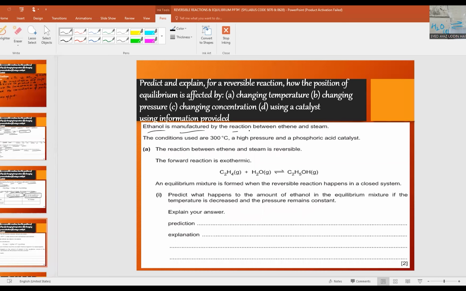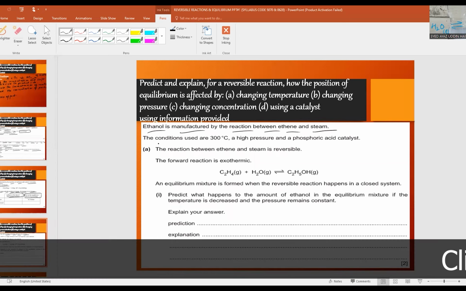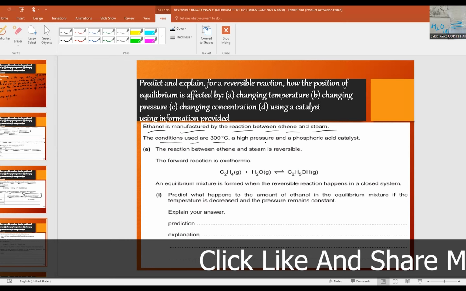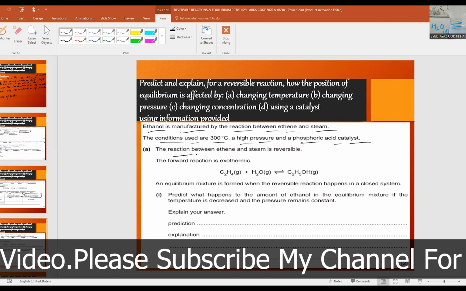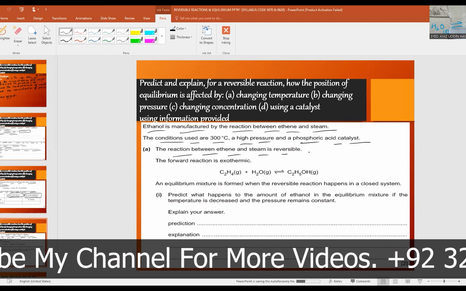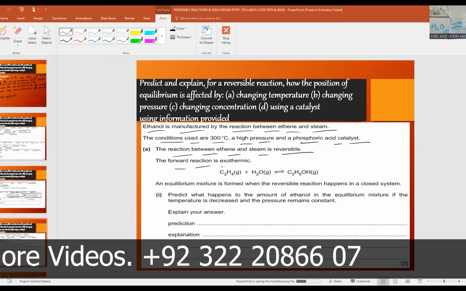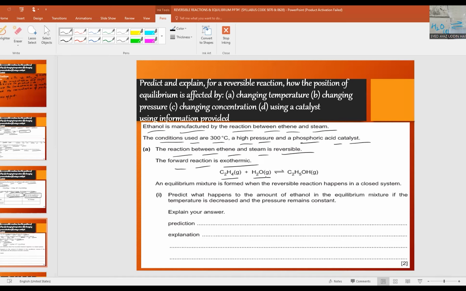Ethanol is manufactured by the reaction between ethene and steam. The conditions used are 300 degrees centigrade, high pressure, and a phosphoric acid catalyst. The reaction between ethene and steam is reversible. The forward reaction is exothermic. This is ethene and steam. The product is ethanol. An equilibrium mixture is formed when the reversible reaction happens in a closed system.